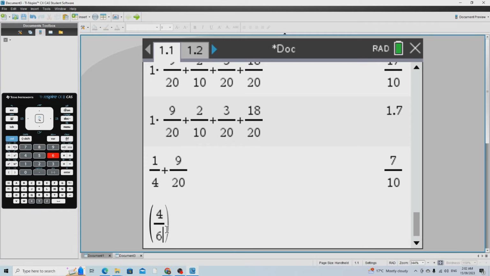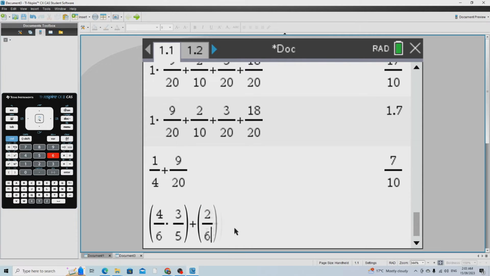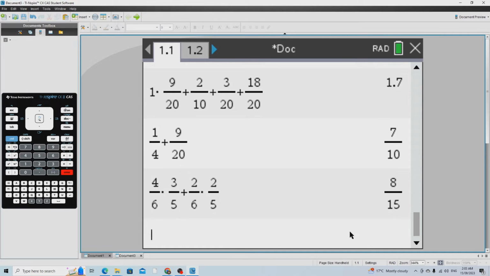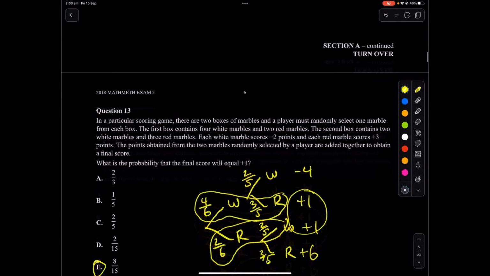Four over 6 times 3 over 5, plus 2 over 6 times 2 over 5. That's 8 over 15. Choose E. So I'm very confused with this question because I'm not too sure actually. Look, I will double check the answer.